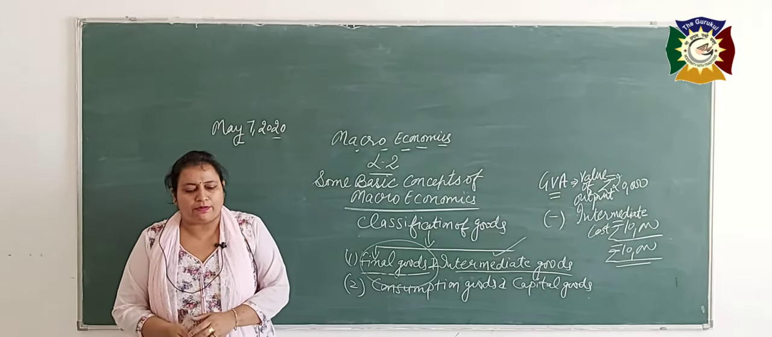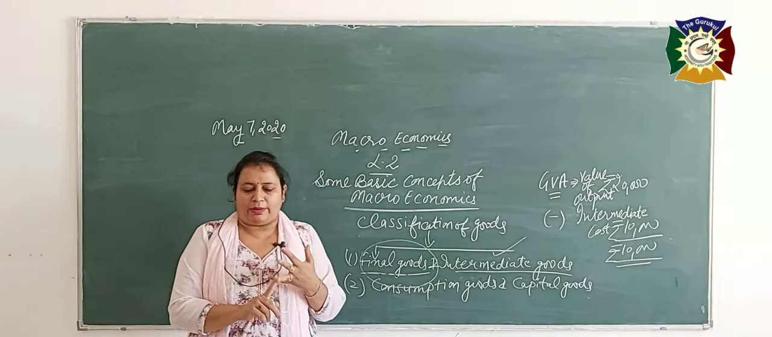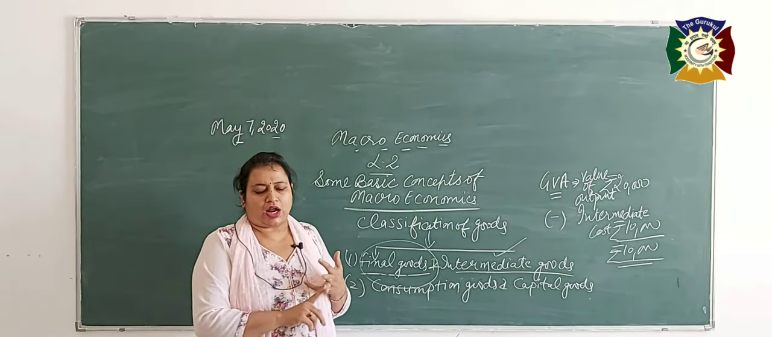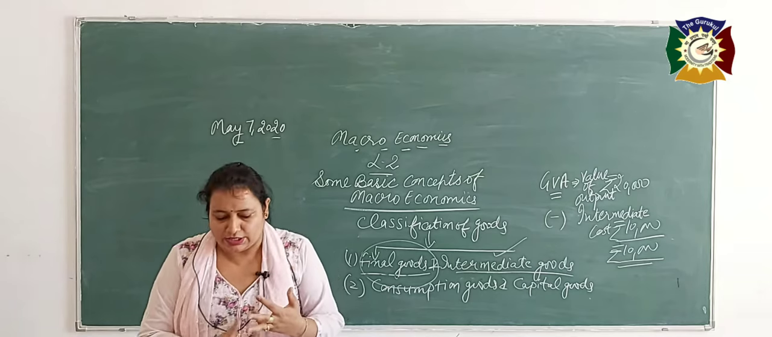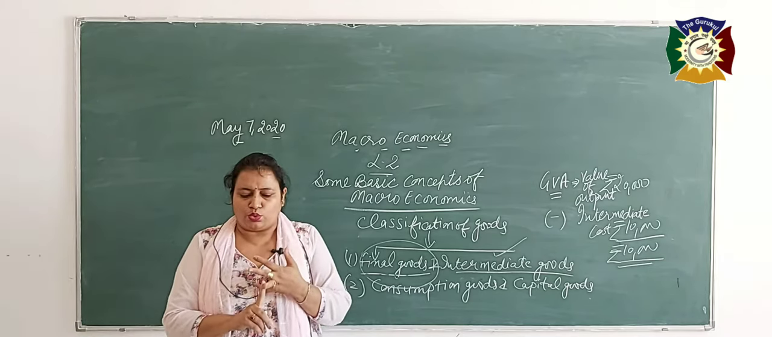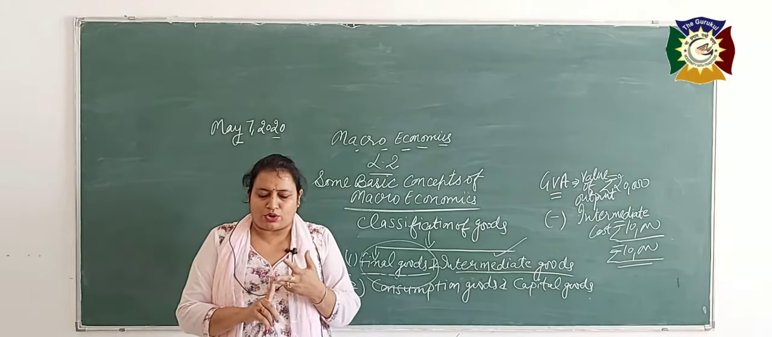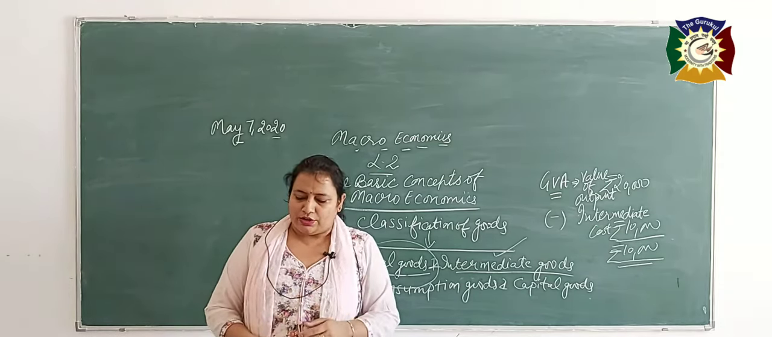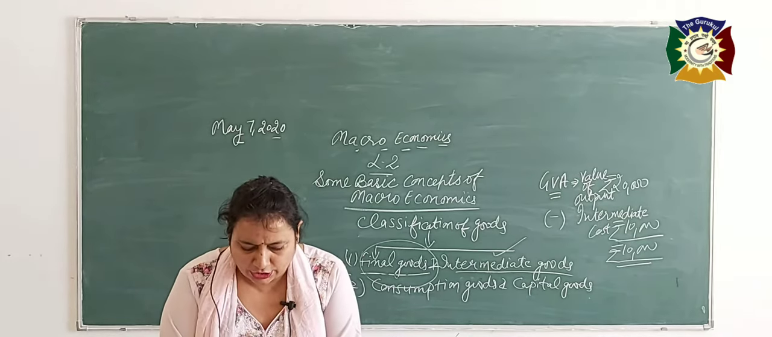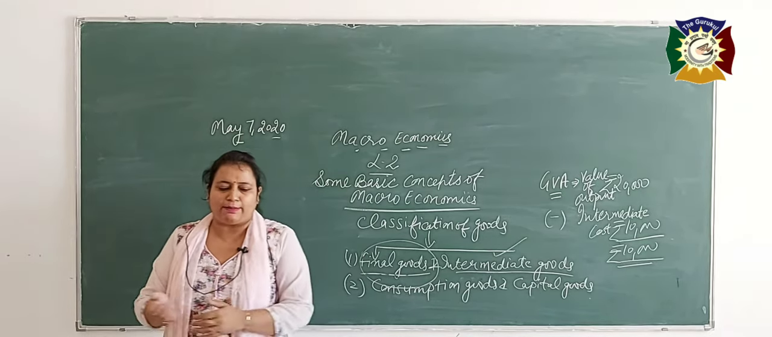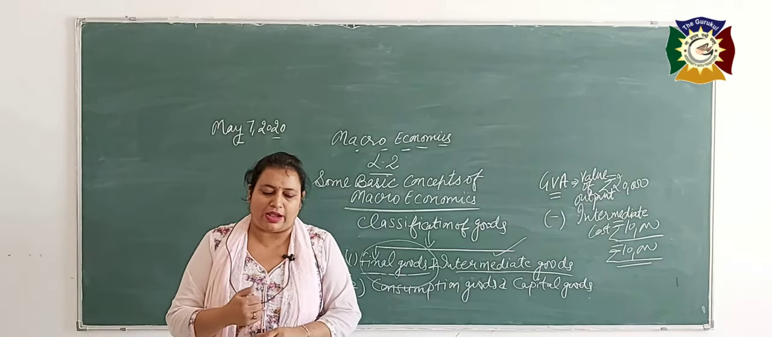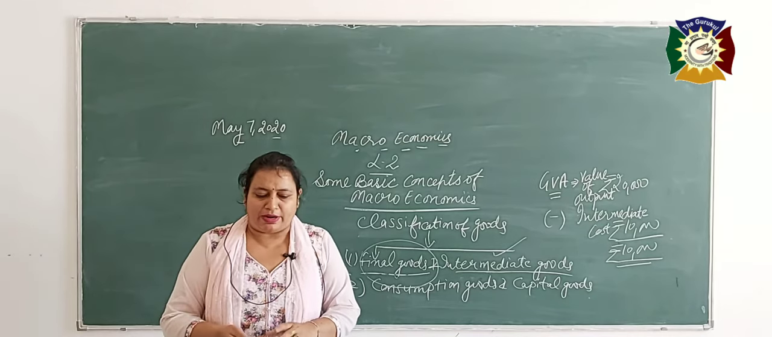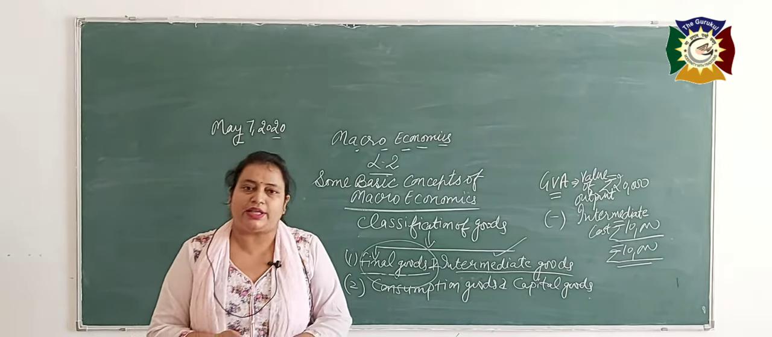There are so many types of consumer goods, like durable. Durable means you can use them for several years, like TV, car, scooter. Next is semi-durable goods, which can be used for a period of time or slightly more, like furniture, clothes, etc. Non-durable goods are used up in a single act of consumption, like milk, petrol, LPG, etc. And fourth are services. Services are non-material, for example, doctor, lawyer, servant, etc.